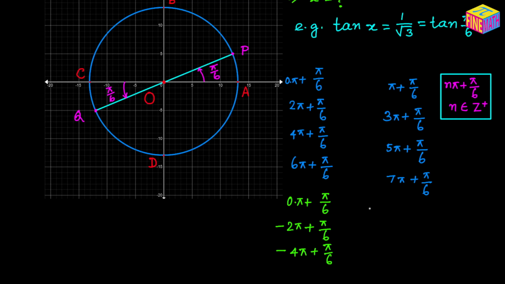So OQ originally is making an angle pi plus pi over 6, and if we rotate it one full circle in the clockwise direction, we have to add negative 2 pi with it, so that will become negative 2 pi plus pi over 6, so that will be essentially negative pi plus pi over 6. And if we rotate it one more time in the clockwise direction, then it will be negative 3 pi plus pi over 6. And here again we are starting to see a pattern.